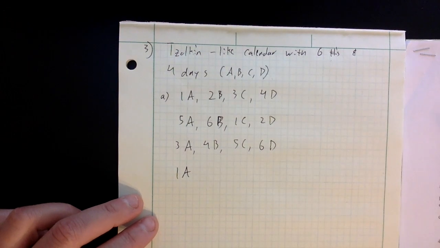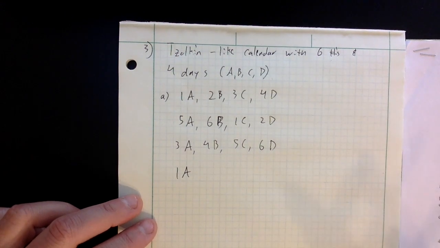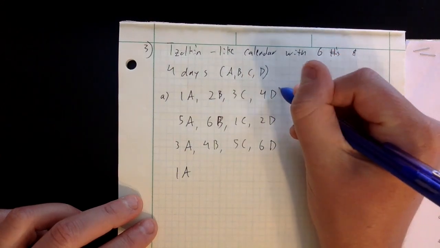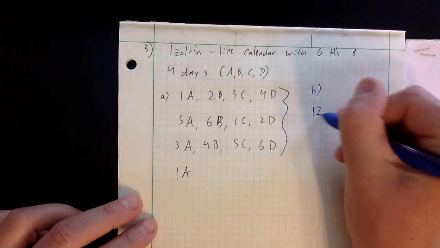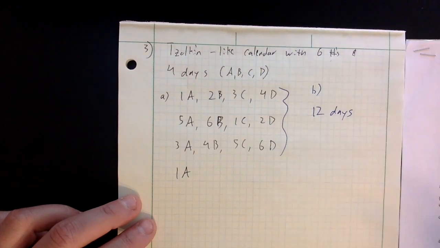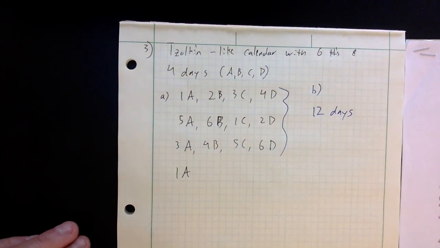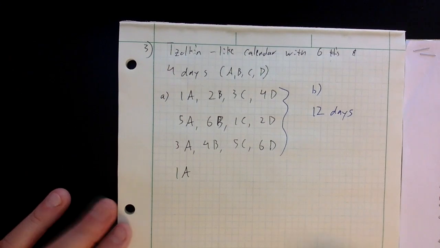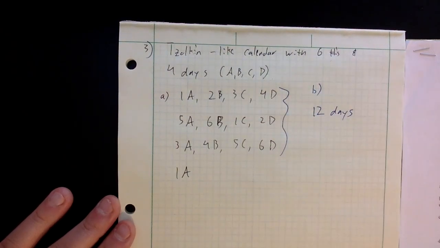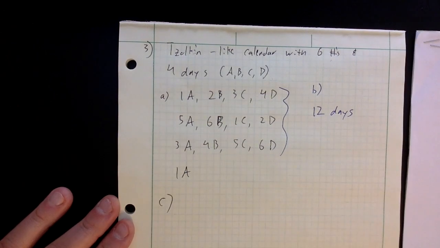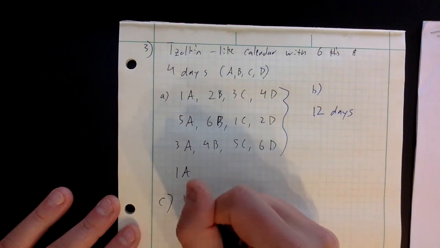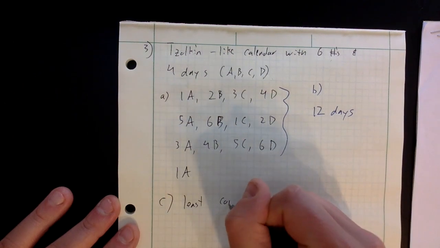So if we look right here for how many days are in the complete cycle, this would be part B. I've got 4 times 3, there's 12 days in the cycle. All right, so I want to connect that with looking at these numbers, the 4 and the 6. We have that for part C on this problem. What is the least common multiple of 4 and 6?